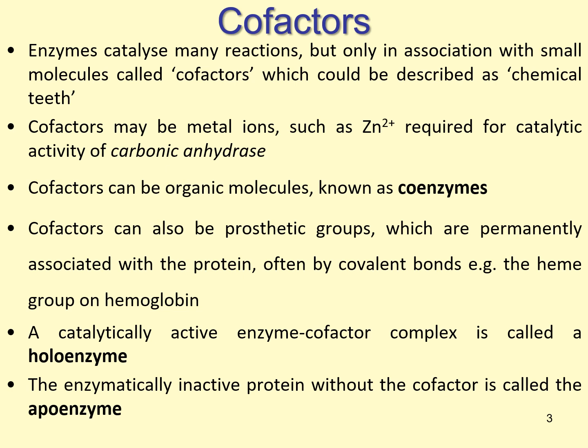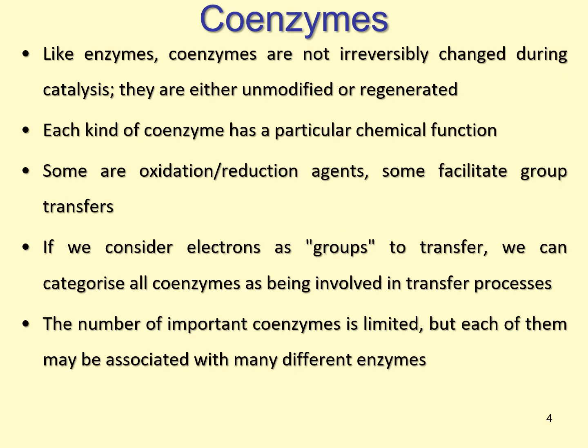A catalytically active enzyme-cofactor complex is called a holoenzyme, and the enzymatically inactive protein without the cofactor is called an apoenzyme. Therefore, you have to differentiate holoenzyme and apoenzyme like this. A catalytically active enzyme-cofactor complex is called a holoenzyme, whereas the enzymatically inactive protein without the cofactor is called an apoenzyme.